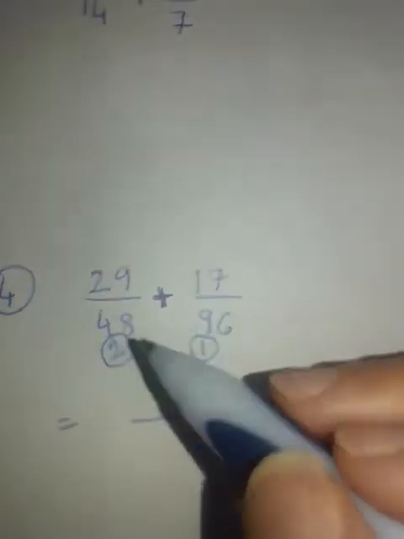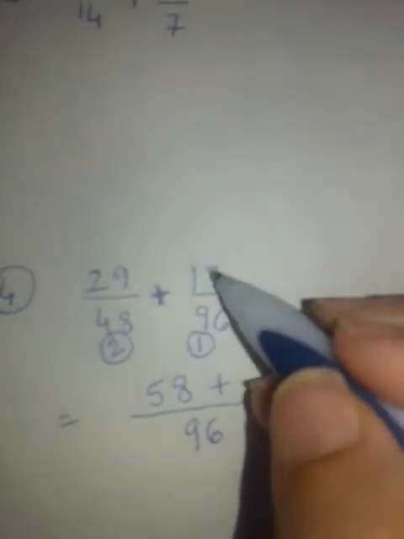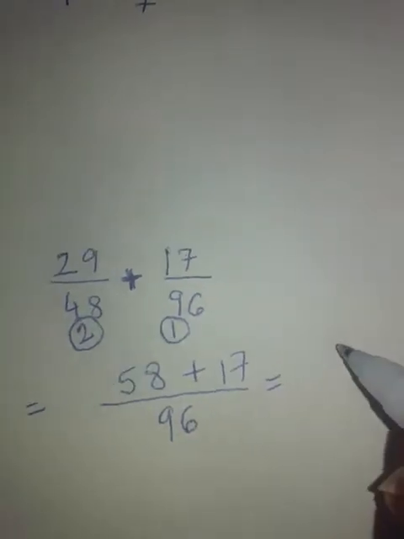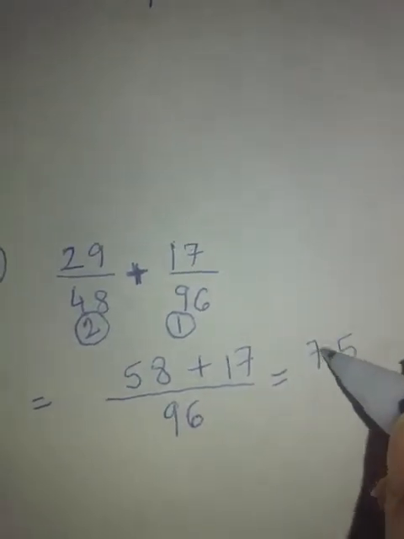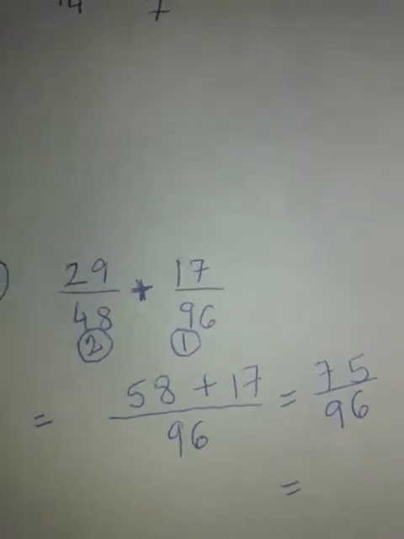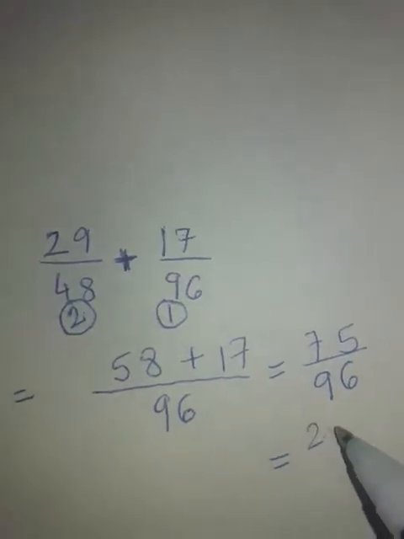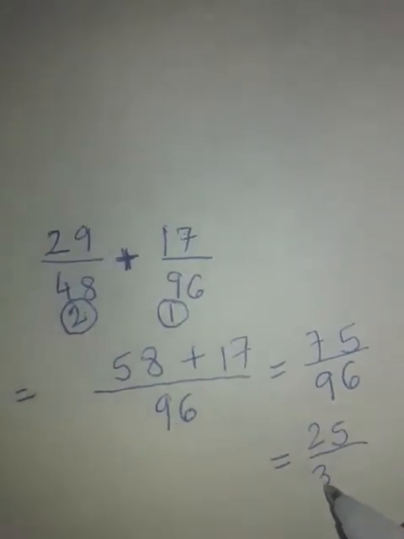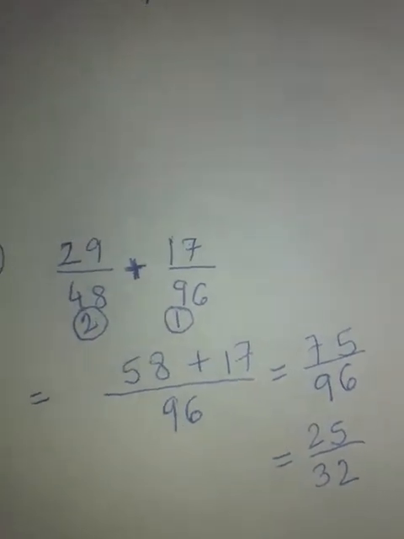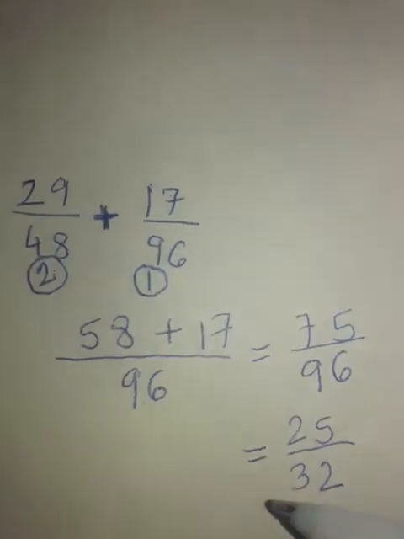Then this multiplied by this, that is 58. This multiplied by this, that is 17. This is 75 upon 96. We can further reduce it because both are divisible by 3. So this will be 25 and this will be 32. Answer will be 25 upon 32. It took us less than a minute to solve this.